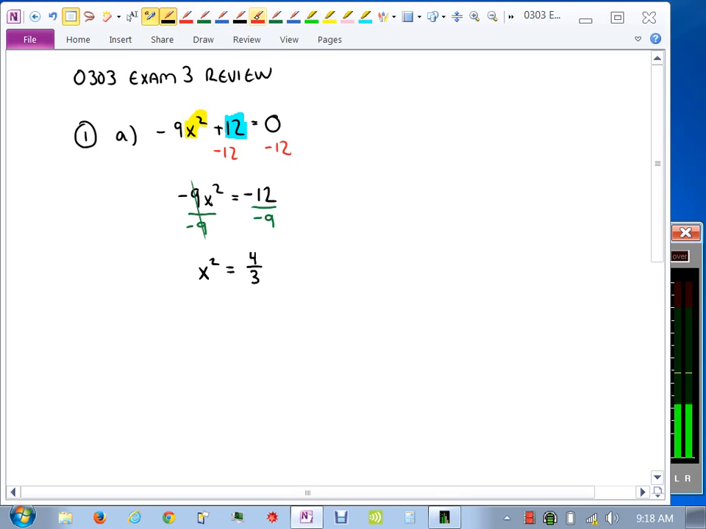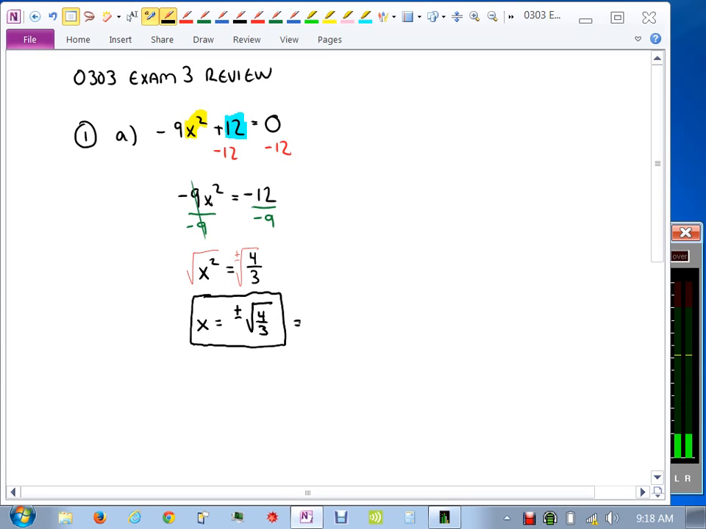Now to solve for x, we'll take the square root on both sides, like this. Oops, I did plus minus on the wrong side. Square root of both sides, and the square root of x squared is x. Over here we get plus or minus the square root of 4/3. Now we can leave it like this.